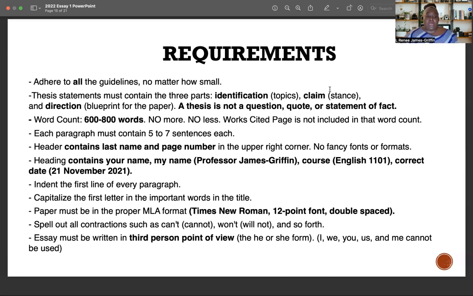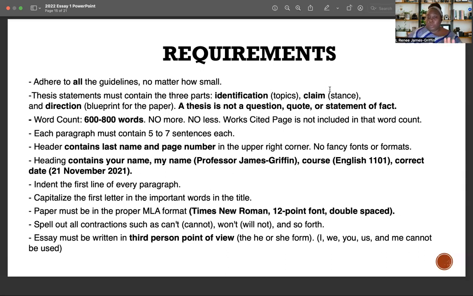Okay, your word count is going to be 600 to 750 words. I know that on the screen it says 800. From time to time, I will increase or decrease the amount. But for this essay, your word count needs to be 600 to 750 words, no more or no less.